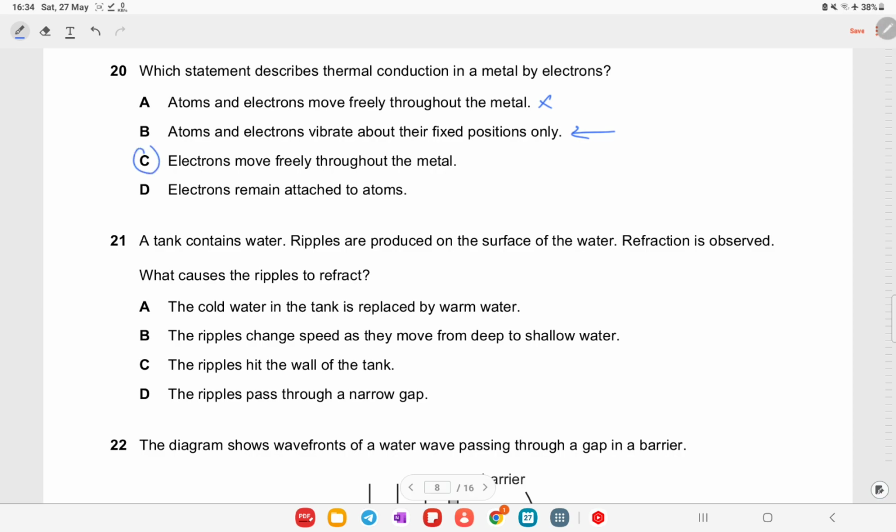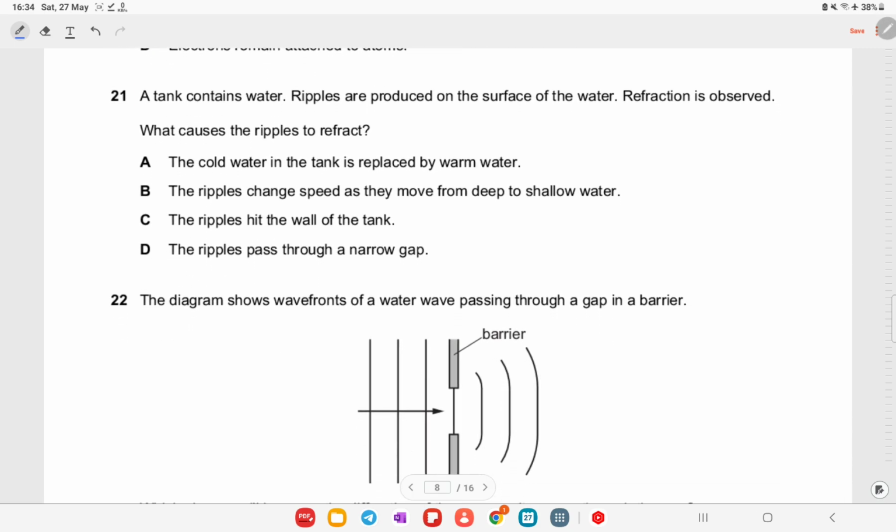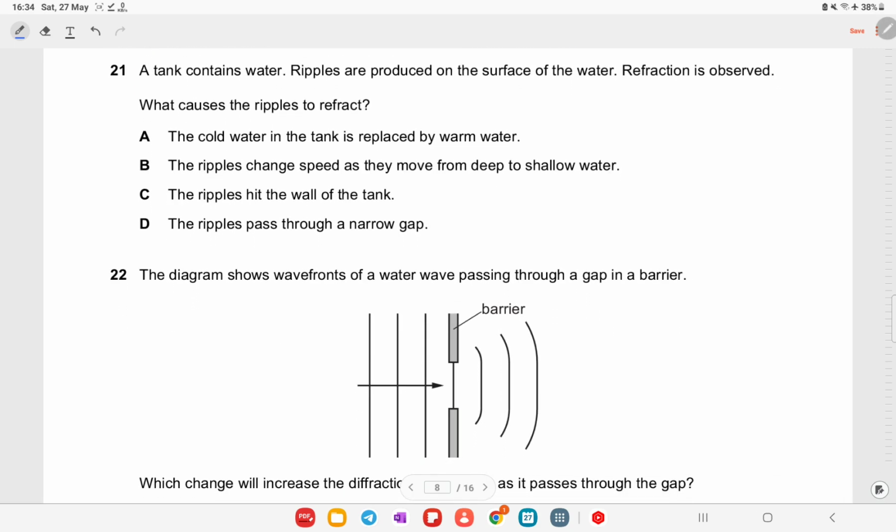Yes, electrons are the only cause of conduction when you are talking about thermal conduction or transfer of heat. Electrons are the only sources which get energized or vibrate, and then they transfer the heat.